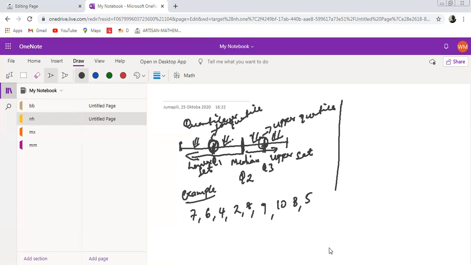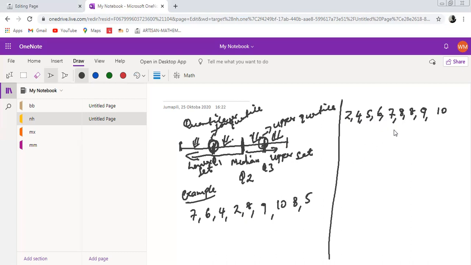What you need to do, the first thing is to arrange them in ascending order or descending order. So we have the smallest is 2, followed by 4, followed by 5, followed by 6. Then we have 7. Then we have 8 appearing twice. Then we have 9. Then we have 10. These are how many? 1, 2, 3, 4, 5, 6, 7, 8, 9, like that.